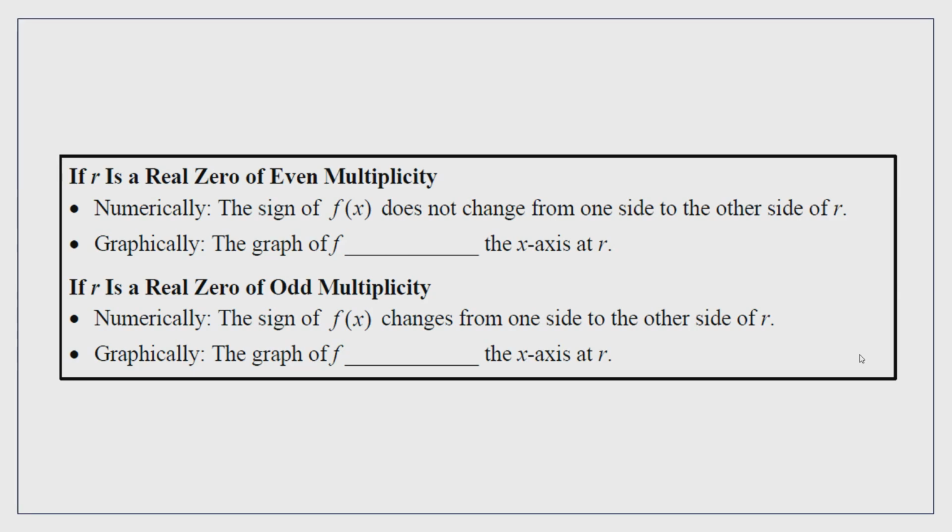So graphically, the graph of f touches the x-axis at r. If r is a real zero of odd multiplicity, numerically, the sign of f of x changes from one side to the other side. So y would be positive and then negative, or negative and then positive. So graphically, the graph of f crosses the x-axis at r.